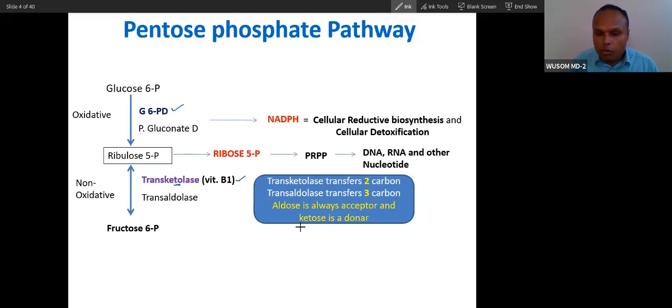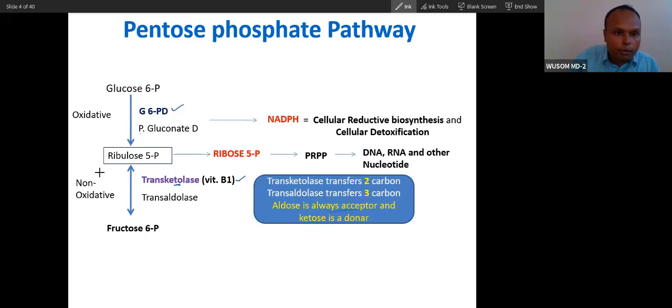And there is one rule: aldose sugar is always the acceptor, and keto is always the donor. Keto is always donor, aldose is always acceptor. If you remember this, you will remember everything about the pathway. But you don't have to remember the whole pathway. If you remember this much, that is sufficient for solving your question.